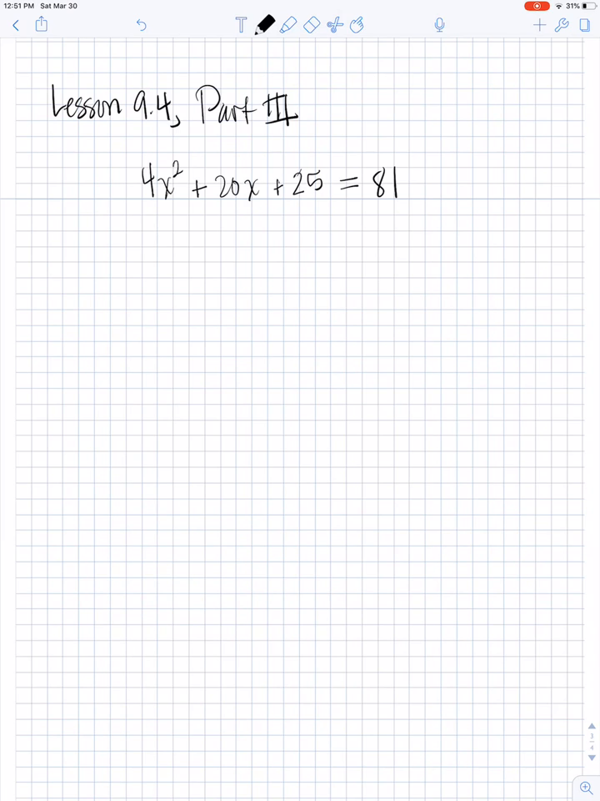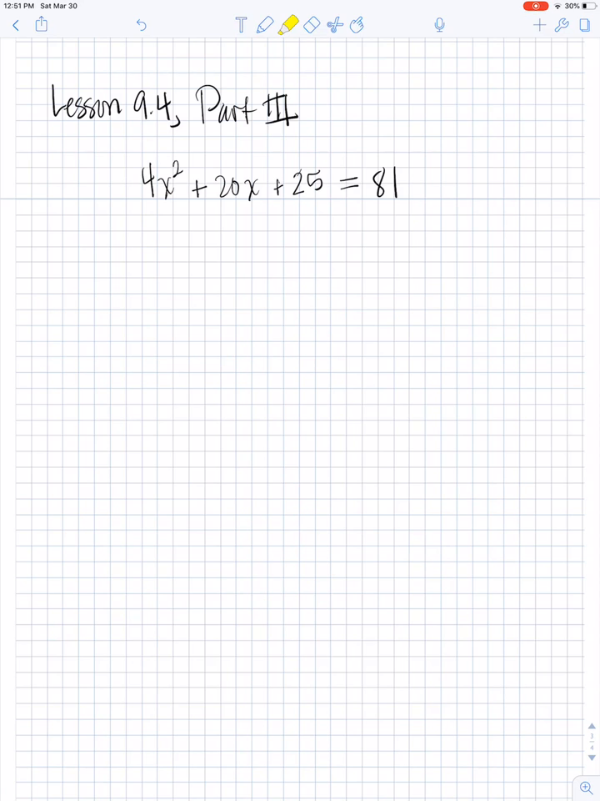All right, this is part 3 of lesson 9.4, solving quadratics through factoring. Think carefully as you're moving through this lesson. I just told you in the previous video that setting this thing equal to 0 is really helpful when we're trying to use the zero product property, but always moving everything to 0 doesn't necessarily make sense.